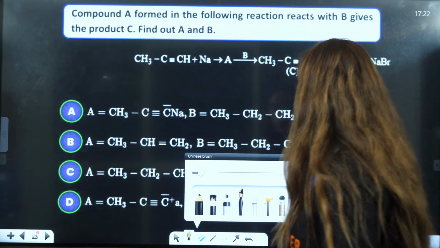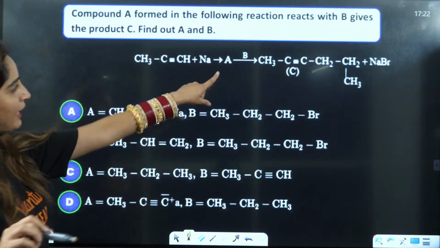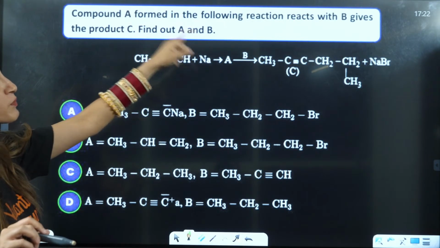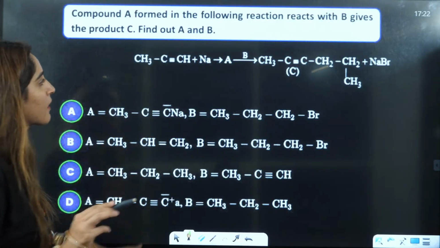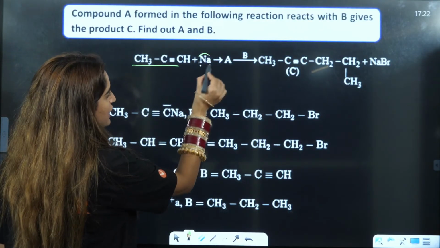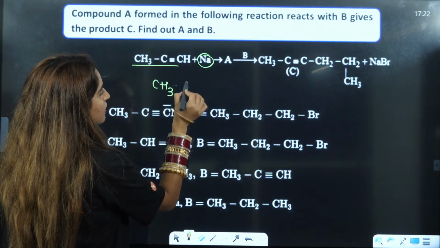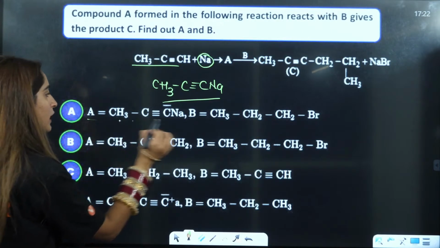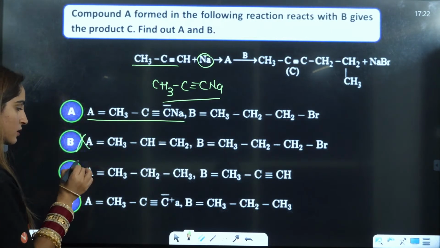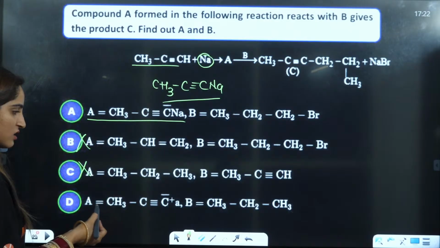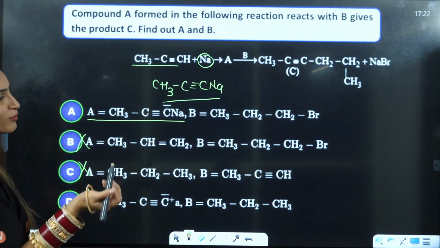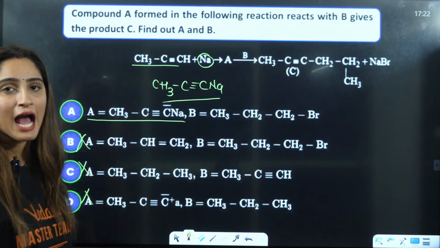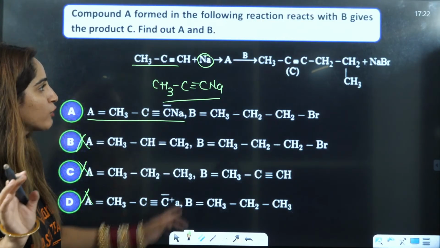Compound A, then you have this question. Compound E is formed from the following reaction, which reacts with B, give product C. Okay. So say compound A, when it reacts with Na, this is going to form CH3C triple bond CNa. Right. So this is the compound. That means either this is not the answer, this cannot be the answer, this also cannot be the answer. So answer will be A only. But still, once you have this, it is going to react with some compound B and going to give you this thing.